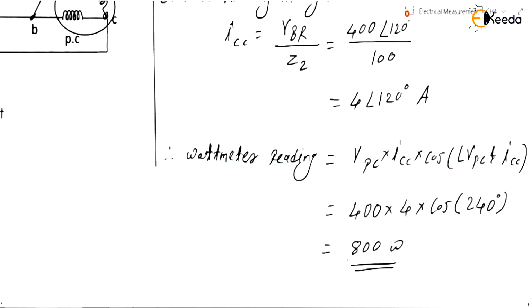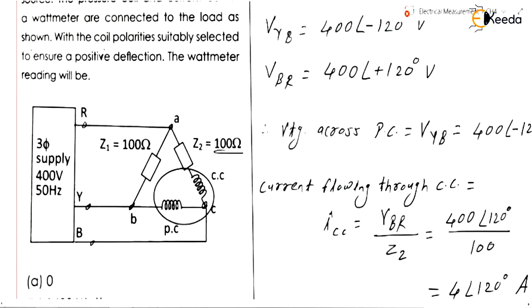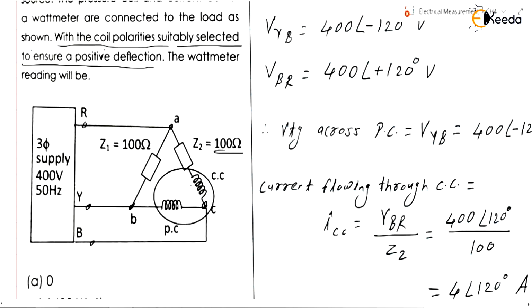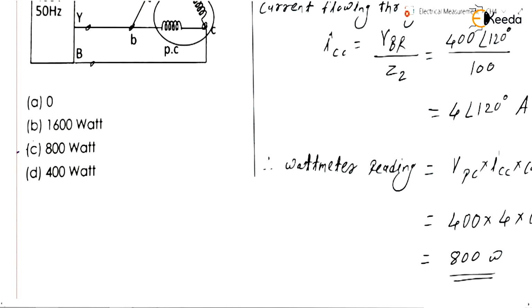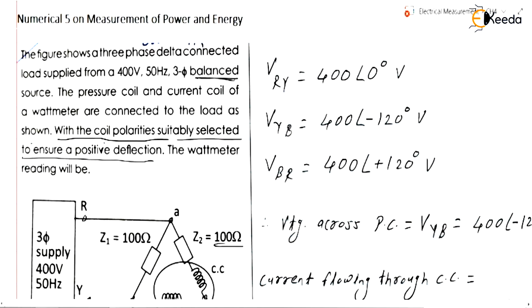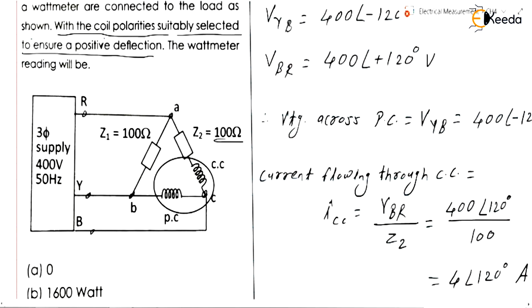But it is mentioned here that the coils are connected with the coil polarities suitably selected to ensure a positive deflection. So even though you are getting minus 800, in the practical case they have connected the coils in such a way that the deflection is positive. So it is equal to 800 only. So the correct answer is option C. Are you getting the point? This is a very important example. It is somewhat tricky. They have made some changes here. It is not a straightforward question.